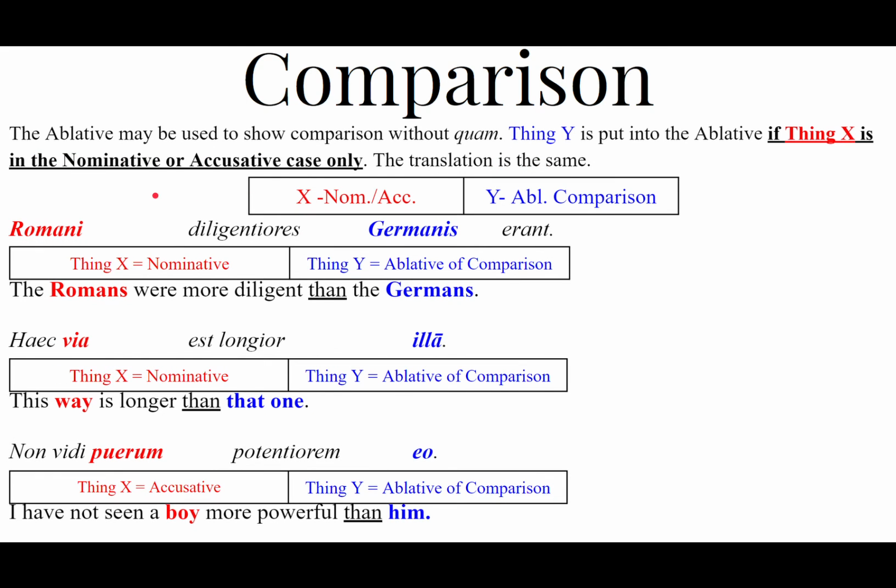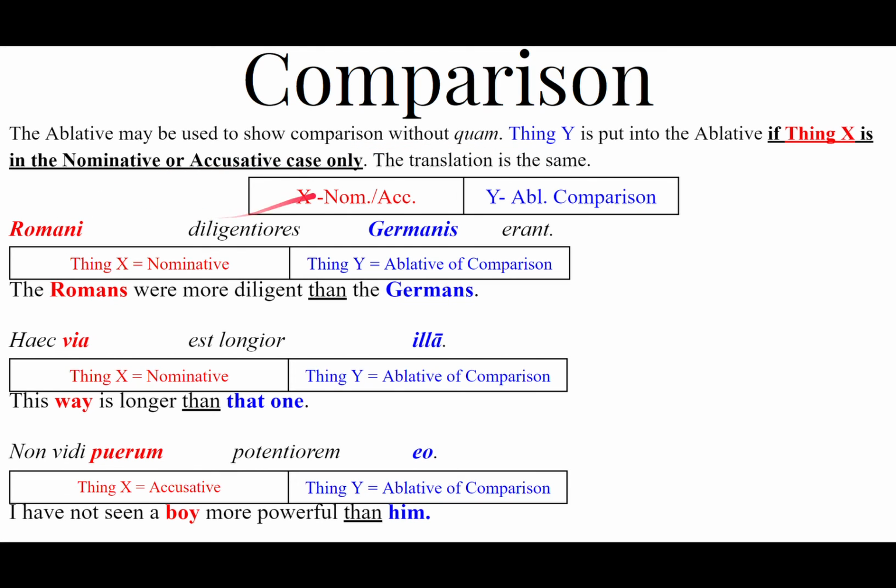Now, the ablative may be used to show comparison, and then you would omit quam. You would not use quam. This only works if thing X is in either the nominative or accusative case. If thing X is either nominative or accusative, then thing Y can be put into the ablative case, and it must be in the ablative case, and you would not use quam. So this is called the ablative of comparison. Thing X, if it's nominative or accusative, no quam. Thing Y must be in the ablative of comparison. The translation will be the same.